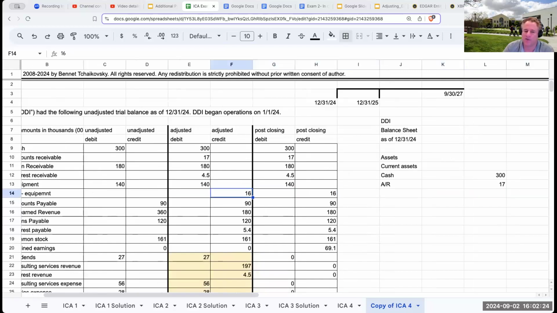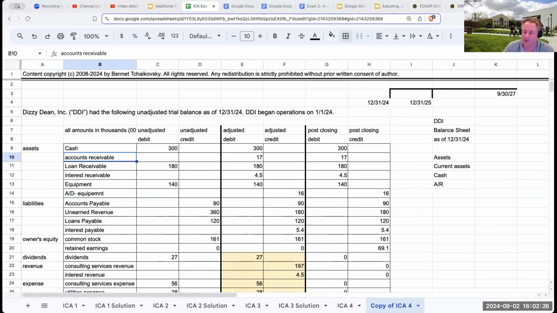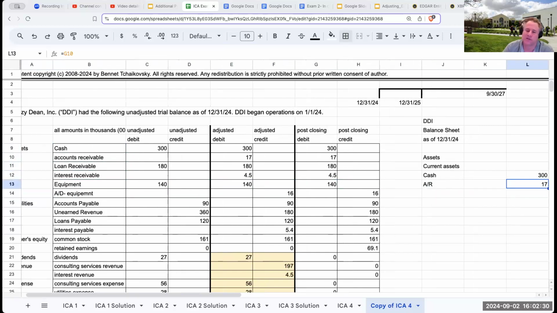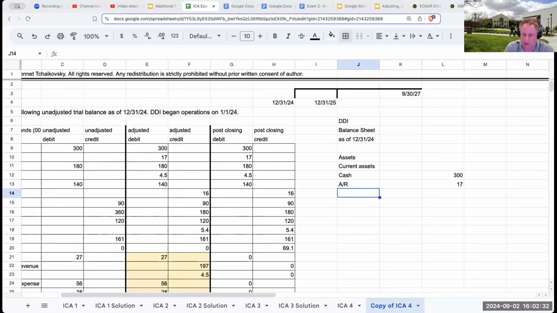So my only two current assets are cash and AR. Equipment by default is non-current because it's giving us multiple periods of use. So my total current assets are going to be 317. My non-current assets, I'm going to have a loan receivable, interest receivable.